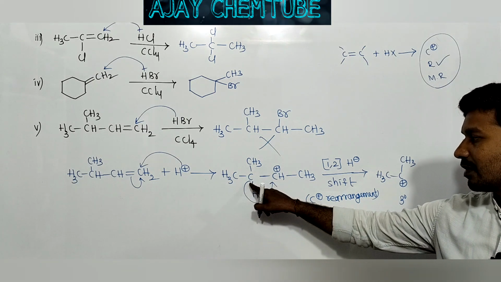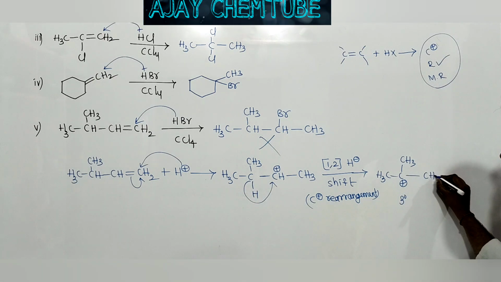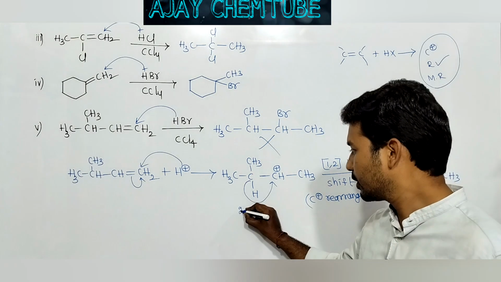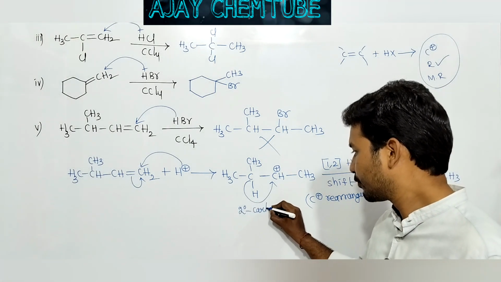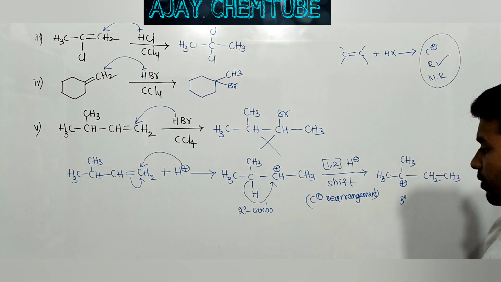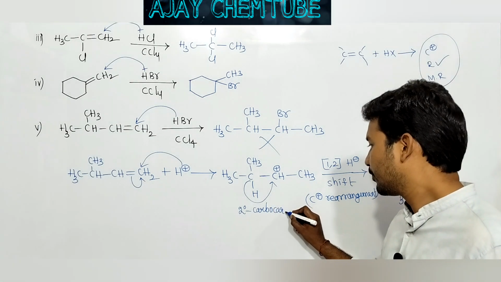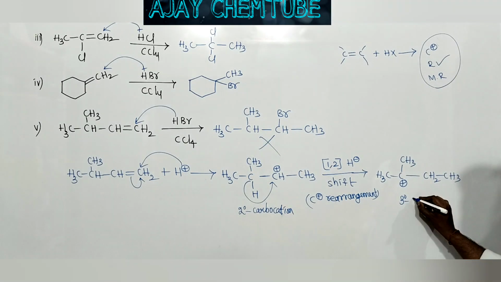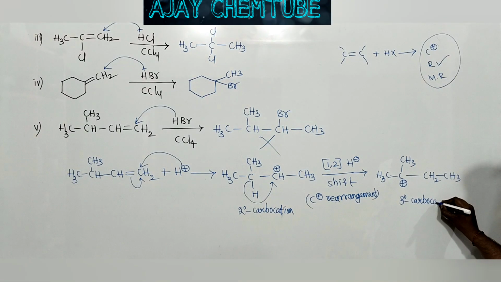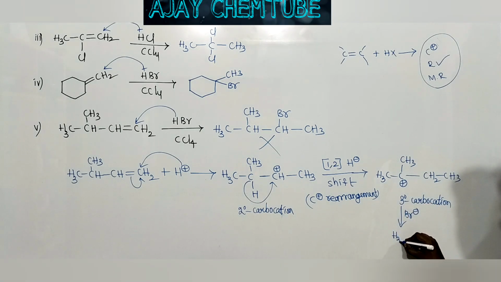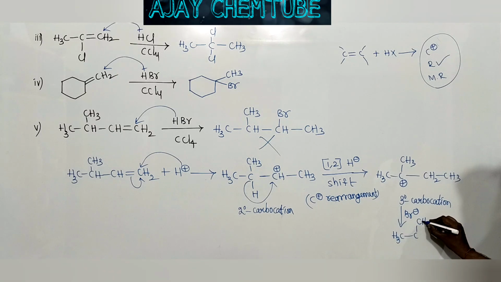So here H along with the bond pair moved here, CH becomes CH2 and CH3. This is a secondary carbocation. Compared to a secondary carbocation, a tertiary carbocation is more stable. This one is the secondary carbocation, and this is the tertiary carbocation. The tertiary carbocation is more stable. Now addition of bromine takes place. So the reaction always proceeds through the more stable intermediate.